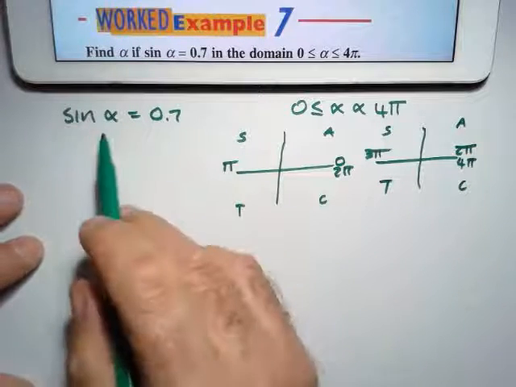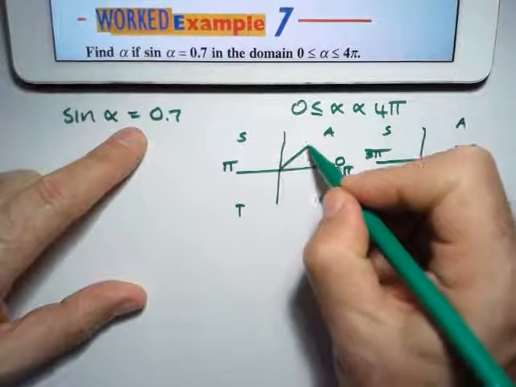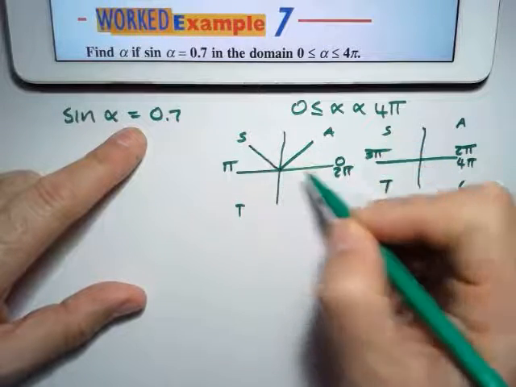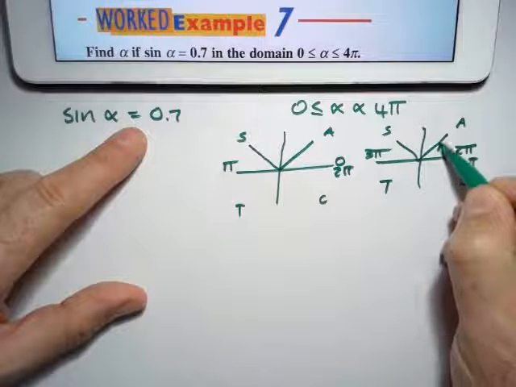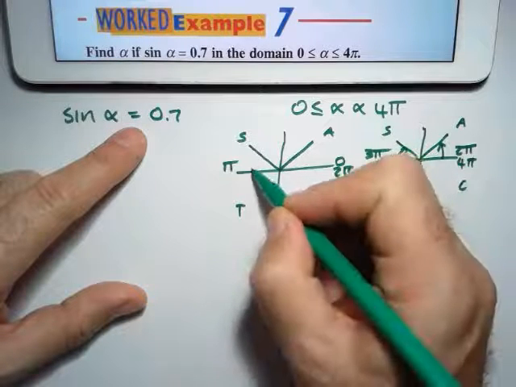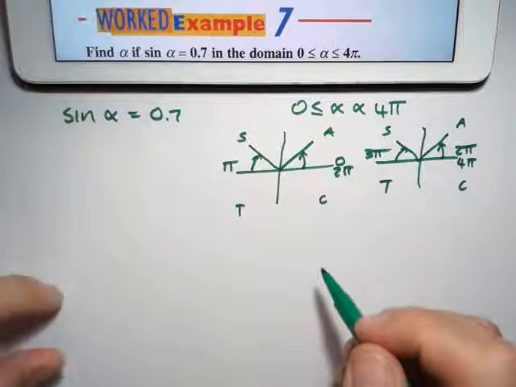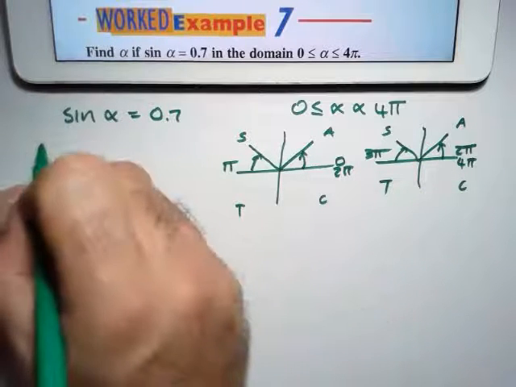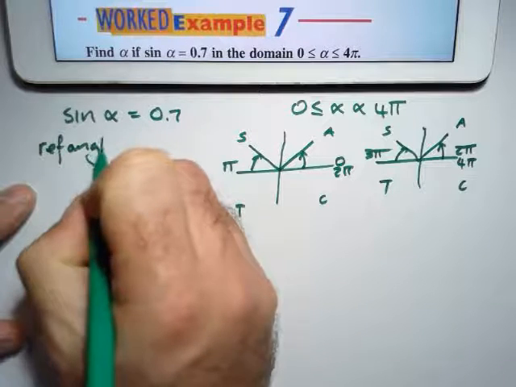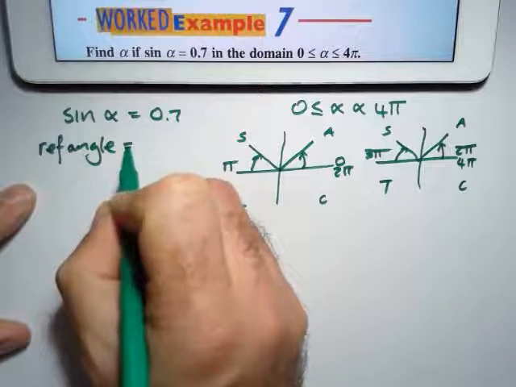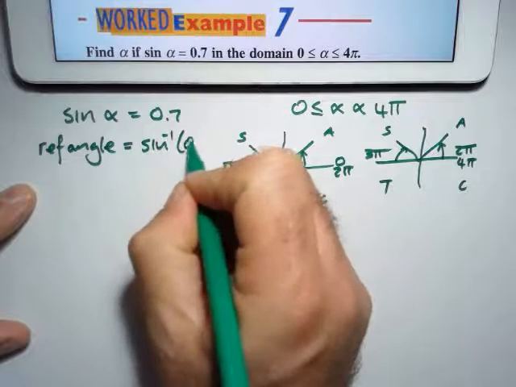Okay. Sine alpha is positive. Where is sine alpha positive? It's positive in my first and second quadrants. So we're looking at this one, and that one. So we're going to have 4 answers. Before I do that, I'm going to say my reference angle equals the arc sine of 0.7.